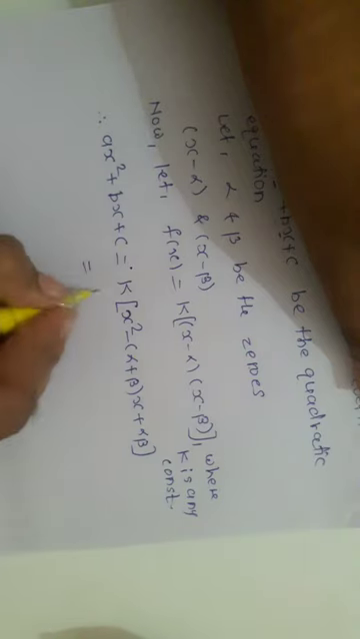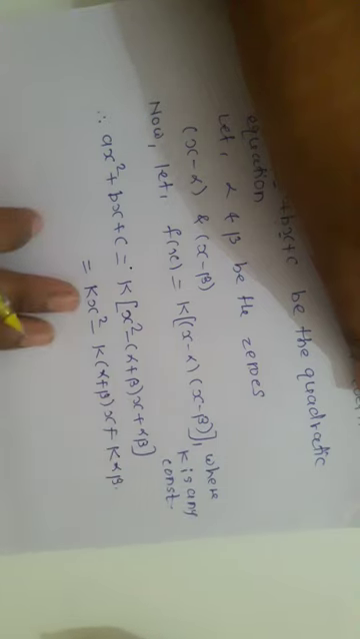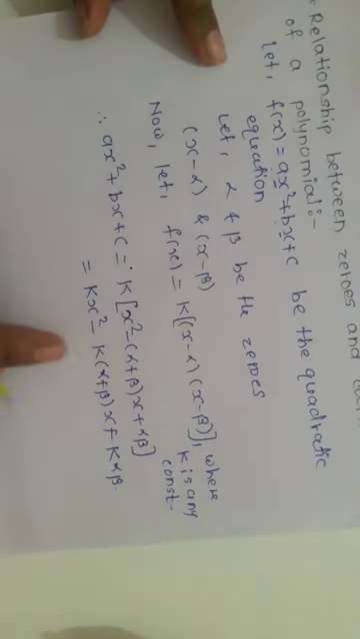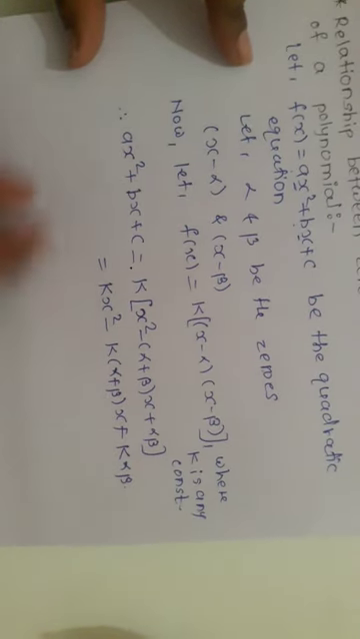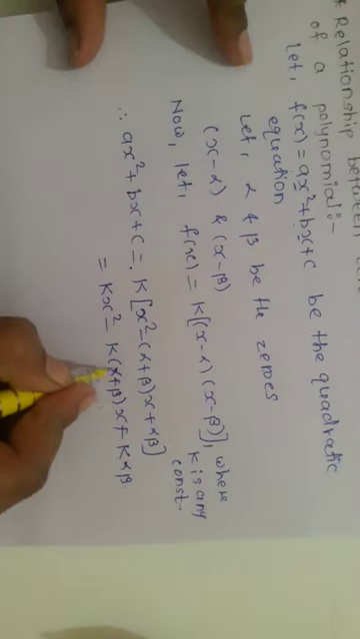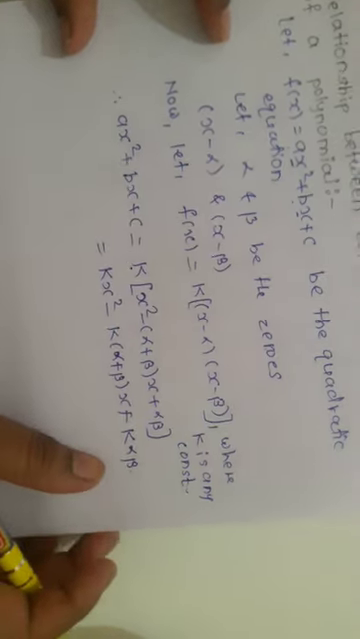Now equate the coefficients of these two polynomials. We can simplify this again. Multiply this bracket by k, we get k into x square minus k into alpha plus beta into x plus k into alpha beta. We have to find the relation between the zeros, alpha and beta, and the coefficients a, b, c of the given polynomial. So we get ax square plus bx plus c is equal to kx square minus k into alpha plus beta into x plus k into alpha beta.